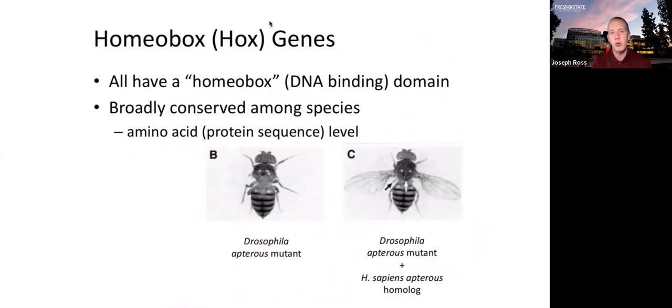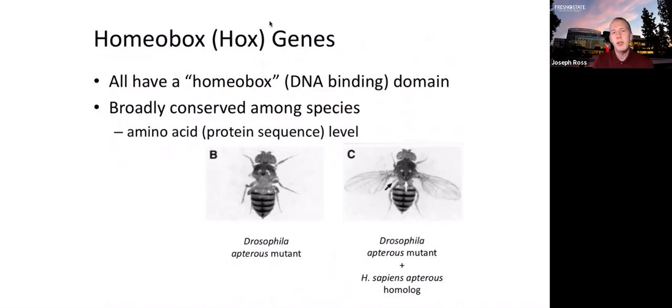it's transcribed and translated and turns into a protein, that protein has a particular shape. As with TBP and its interaction with the TATA box that we looked at earlier, that shape helps it bind specific DNA sequences. Hox genes, all of them, because as we just saw, there are many different Hox genes, usually found near each other on a chromosome. Those many Hox genes exist and are broadly conserved among species.